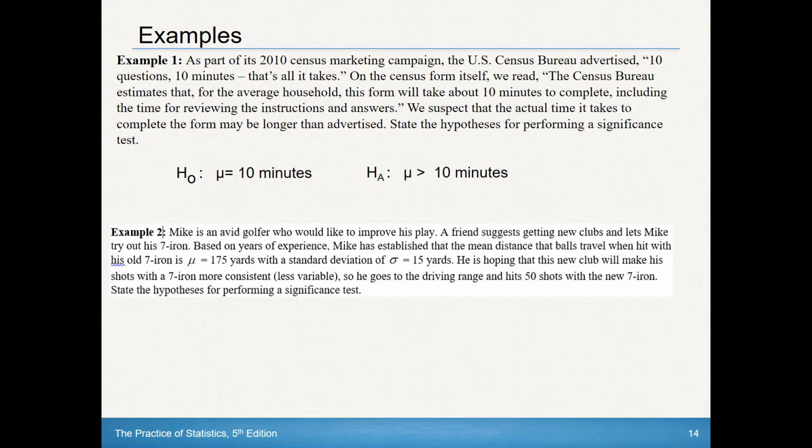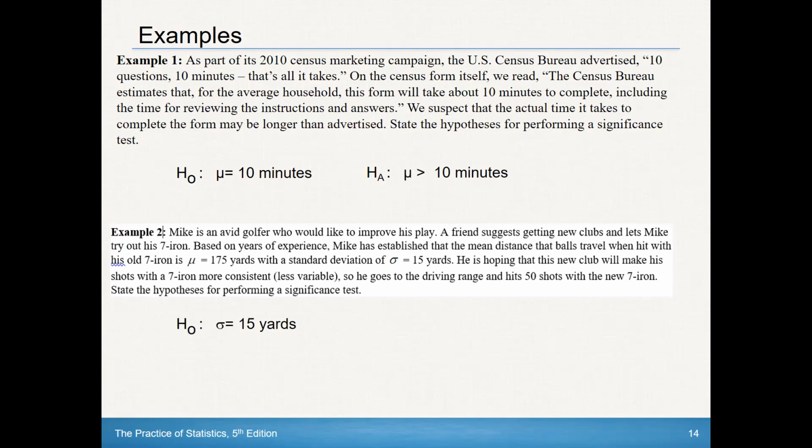State the hypothesis here for performing a significance test. Well, Mike has established the status quo, and remember, he's looking for consistency, variability. He's more interested in his standard deviation, as the problem reads. The null hypothesis, H sub 0, is sigma is equal to 15 yards. That's the status quo for Mike and his good old 7-iron.